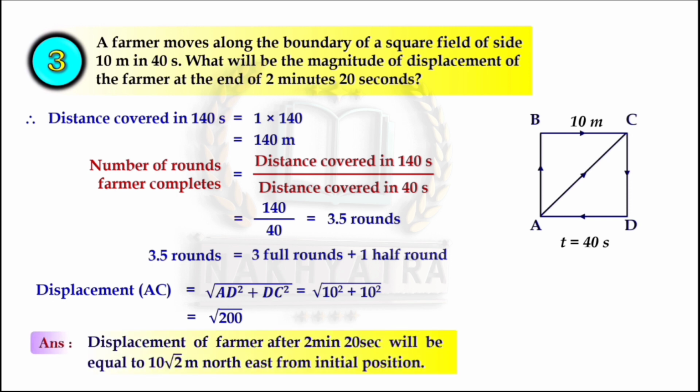So the displacement of the farmer after 2 minutes 20 seconds will be equal to 10 root over 2 meter northeast from initial position. Okay, I hope everyone is clear. You might find this question a little bit tricky, but don't worry, this is also another easy question. You just practice it by yourself. Okay, so this is all about lecture number 7. Thank you, students.